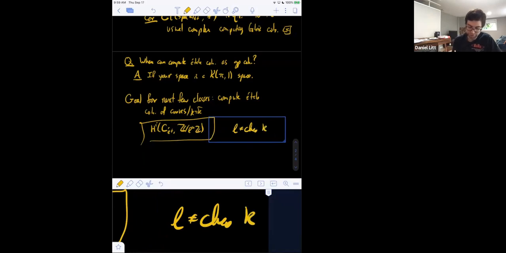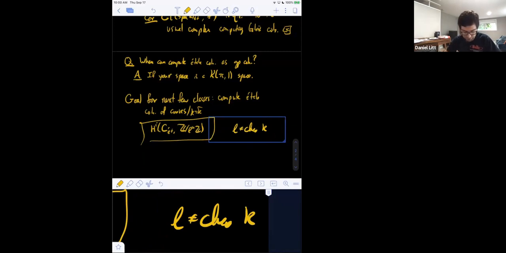And in fact, we more or less already computed it when ℓ equals the characteristic. So this is the interesting case that's left. And the claim is that it's going to look a lot like what you think it should be if you know what the singular cohomology of a Riemann surface is. So in particular, at least the dimensions of the cohomology groups will be the same.